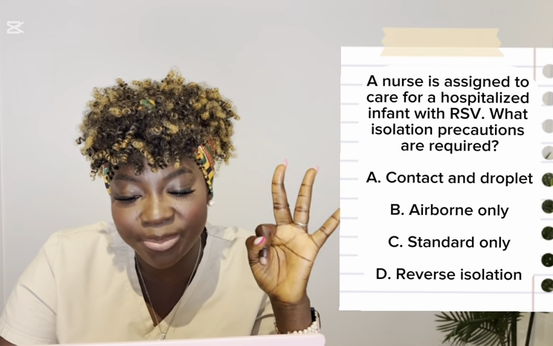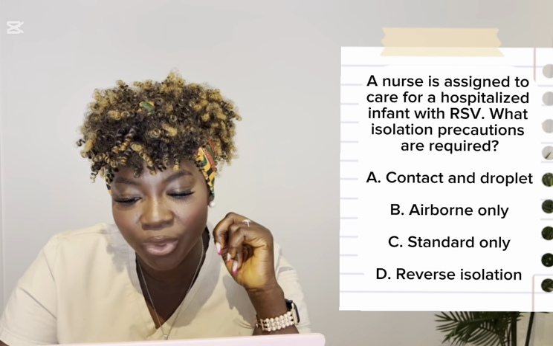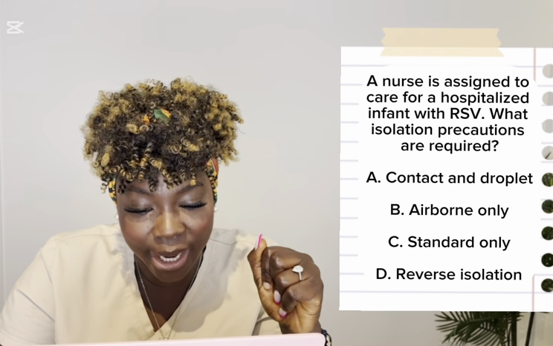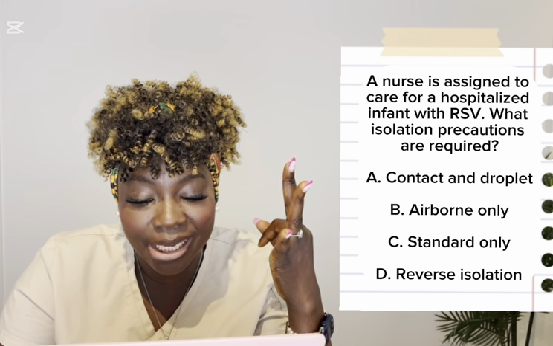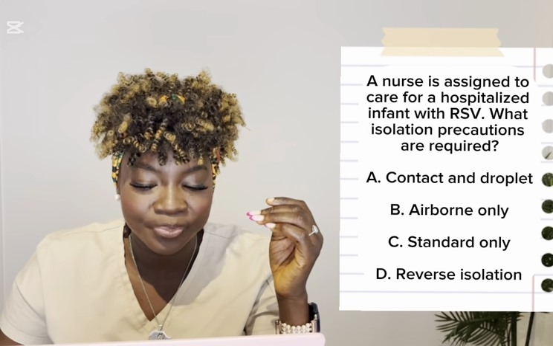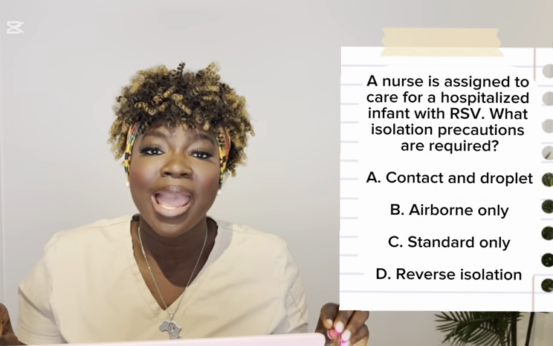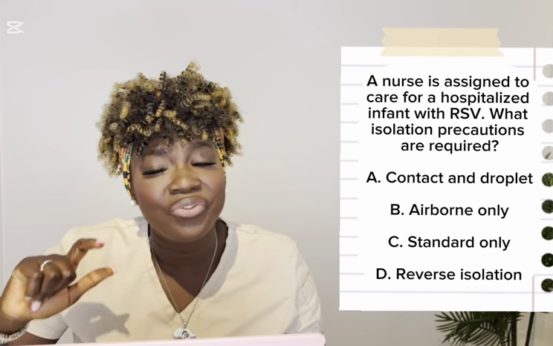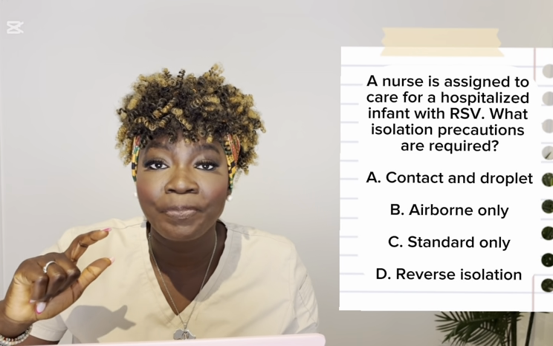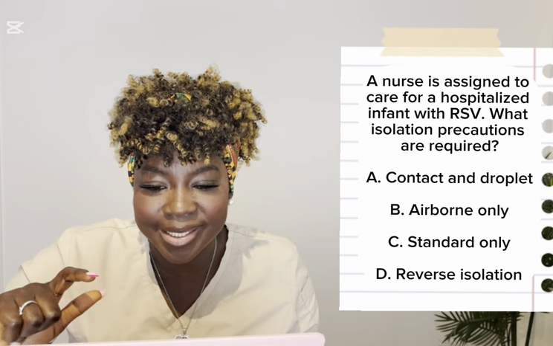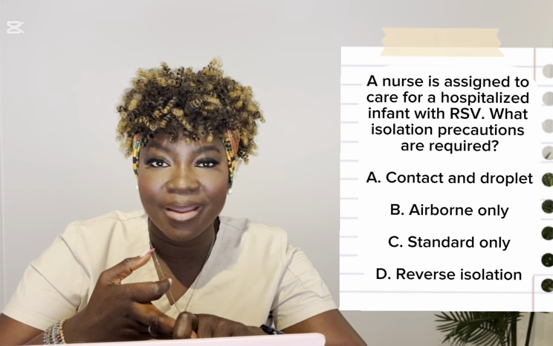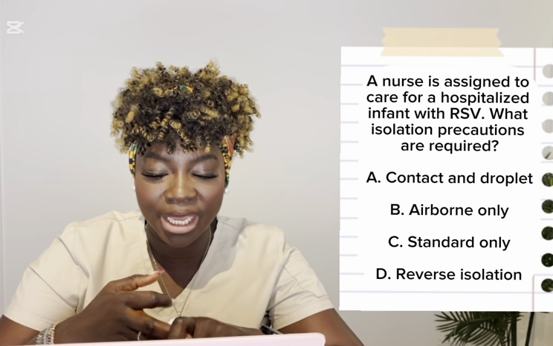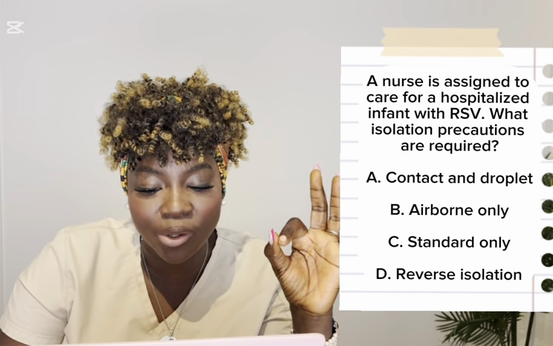Now let's go. A nurse is assigned to care for a hospitalized infant with RSV. What isolation precautions are required? A, contact and droplets. B, airborne only. C, standard only. And D, reverse isolation. Guys, before I tell you what the answer is, I've been saying it, if you watch my videos, I say run away from any option or choices that have only, all, always. Cancel them out. So the right answer is contact and droplets.